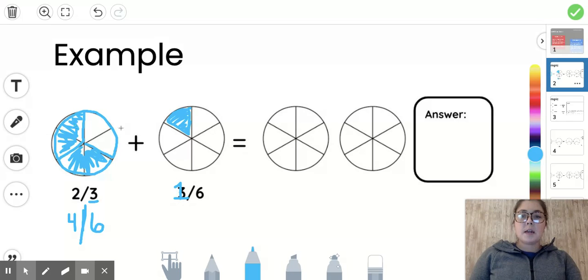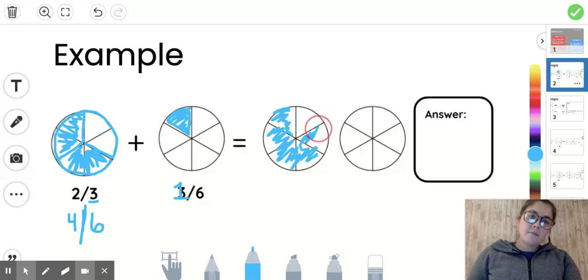So now looking at this, I'm going to count up how many shaded in pieces I have, and I'm going to put it over here. I've got 1, 2, 3, 4, 5. I should have said that I'm going to count up how many shaded in of the 6 pieces I have. So I have 5, so I'm going to shade in 5. So my answer of 2/3 plus 1/6 is 5/6 because I ended up shading in 5 out of 6 pieces.